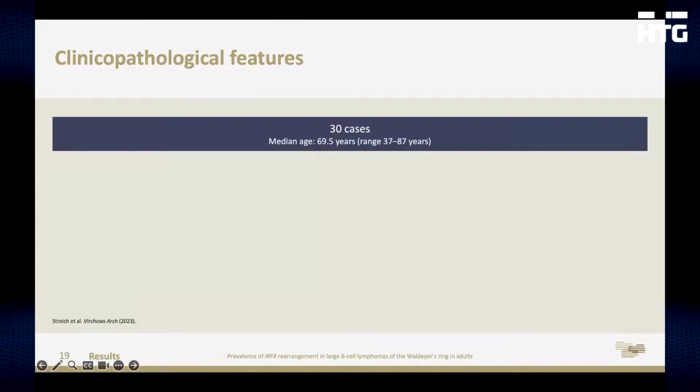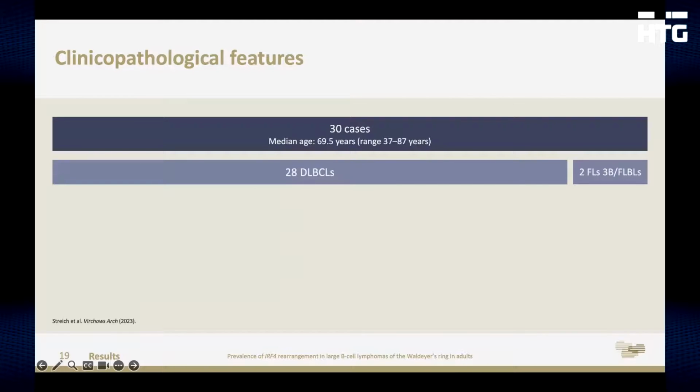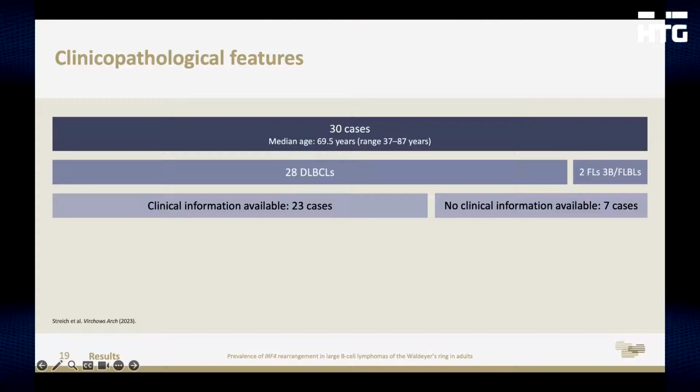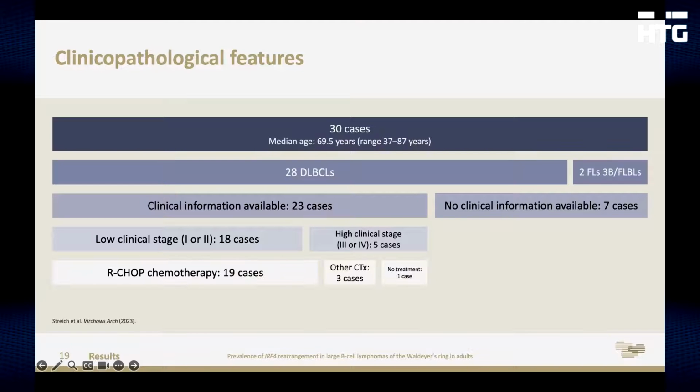The 30 cases we analyzed shared a median age at diagnosis of 69.5 years, with a range of 37 to 87 years. Most of the cases were DLBCL type, but 2 cases were diagnosed as follicular lymphoma grade 3B. In only 23 of the 30 cases, clinical information was available, and most of the cases showed a low clinical stage, and most of the patients received R-CHOP chemotherapy, leading to a complete remission in the majority of the cases.